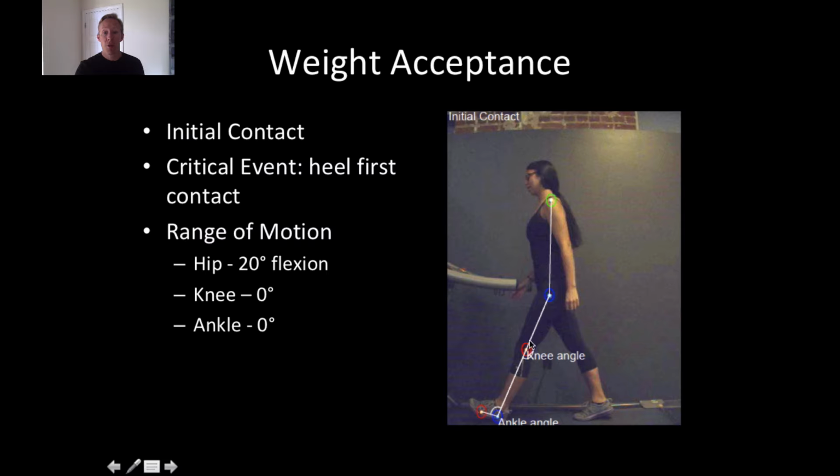The knee is in neutral or 0 degrees, and the ankle is in 0. So 0 degrees at the ankle is neutral, and that means 90. In orthopedics, we call that 0, but if you actually put a goniometer and measured it, that's about a 90-degree angle. So 20 degrees of hip flexion, 0 degrees of knee extension, and a neutral ankle or a 90-degree ankle. That's what we will most typically see at initial contact.